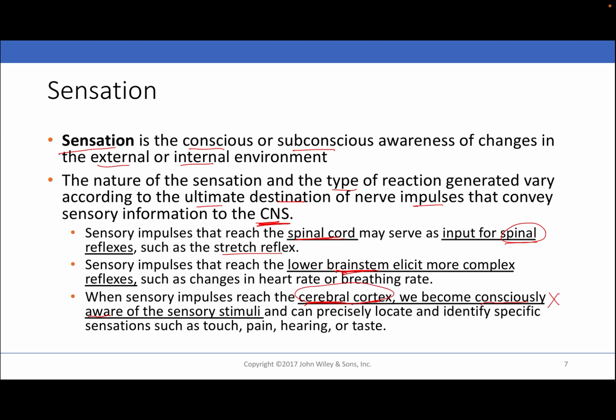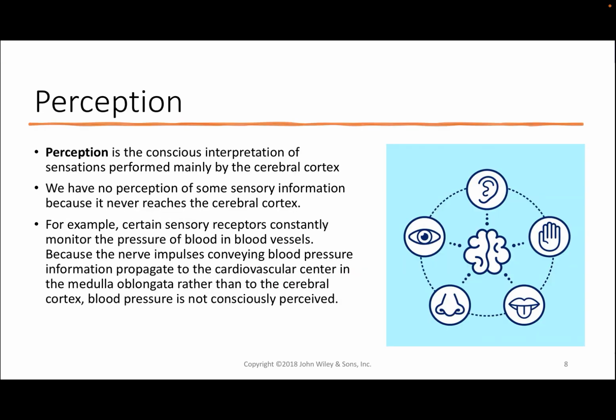All right. When that stimuli reaches the cerebral cortex, we are now consciously aware of that sensory stimuli. And we're also able to perceive the location as well as the specific type of sensation that we're experiencing, whether it's touch, pain, hearing, taste, whatever the case may be. All right. So now that's something that is sensation.